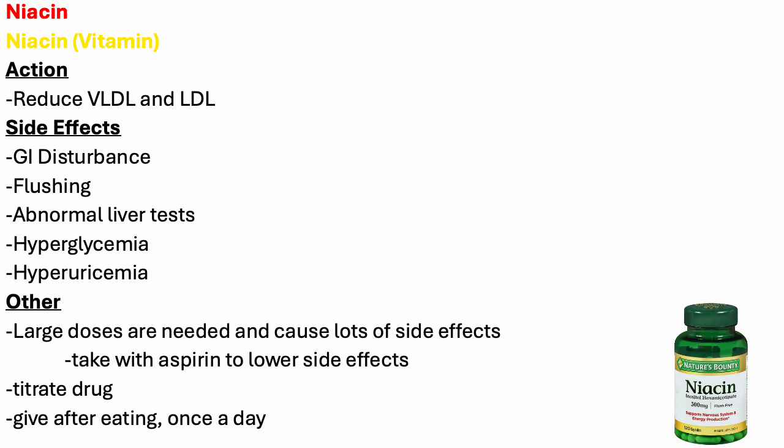Other notes for this drug is that large dosages are needed and could cause a lot of side effects. So typically only 20% of patients could tolerate this drug. To increase tolerance to about 60 to 70%, you could take the drug with aspirin to lower side effects. You have to titrate this drug up because of the dosages you have to give for it, and you can't give such a high dose instantly. You need to titrate it. And you usually want to give this drug after eating about once a day.